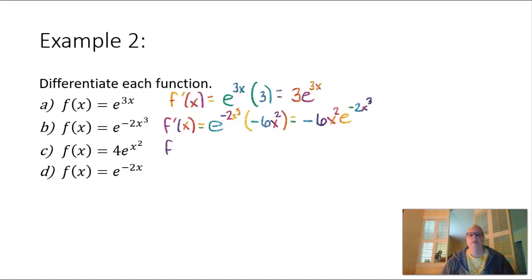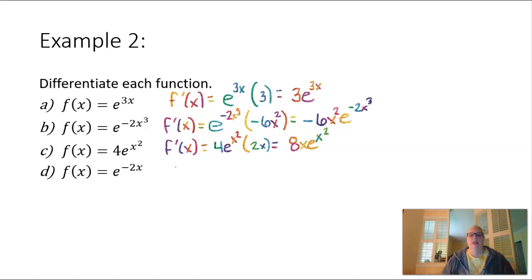Part C, the derivative of 4e to the x squared power. This is going to be 4e to the x squared power times the derivative of the exponent. Well, the derivative of x squared is 2x. So 2x times 4 gives me 8x e to the x squared power.